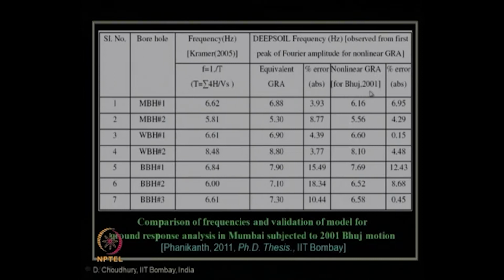for Bhuj 2001 motion. You can see the percentage difference between the theoretical value and the obtained value through this DEEPSOIL software is within the range of about 18% for the case of equivalent linear. For non-linear, it is within about 12% or 12.5%.